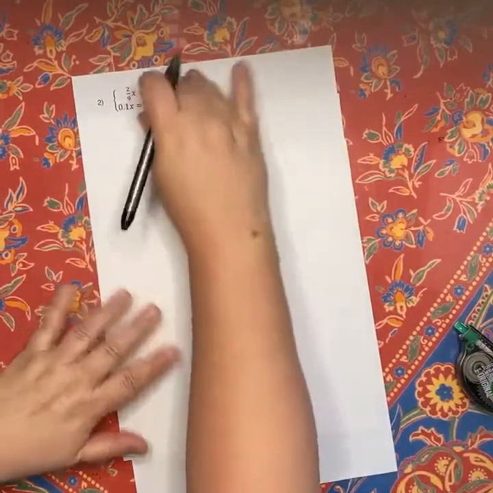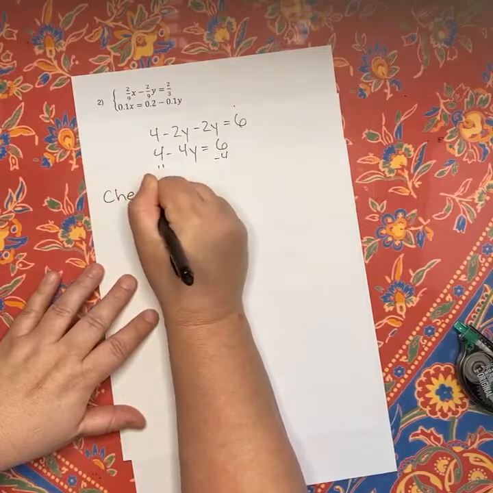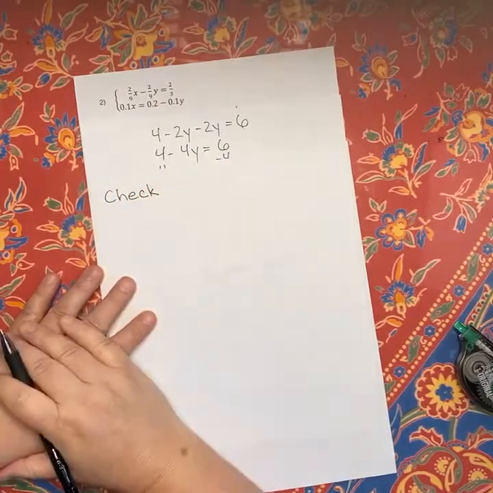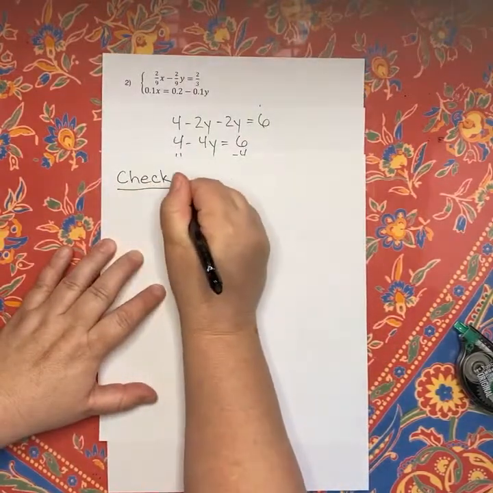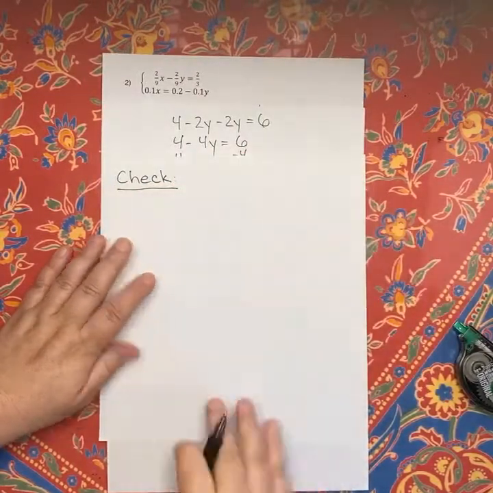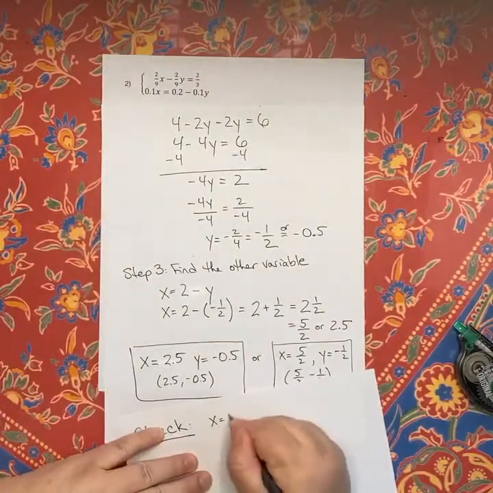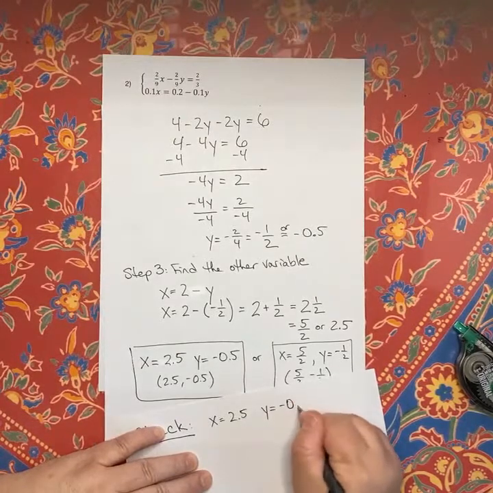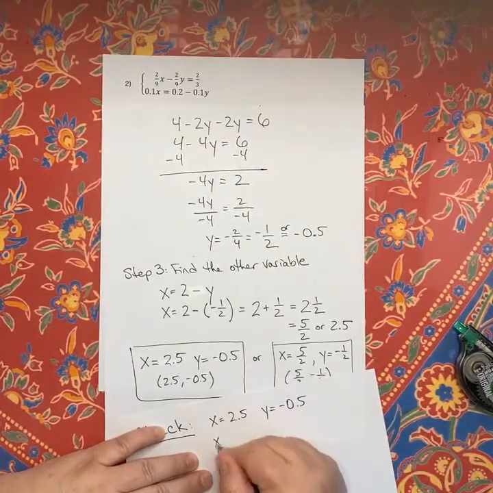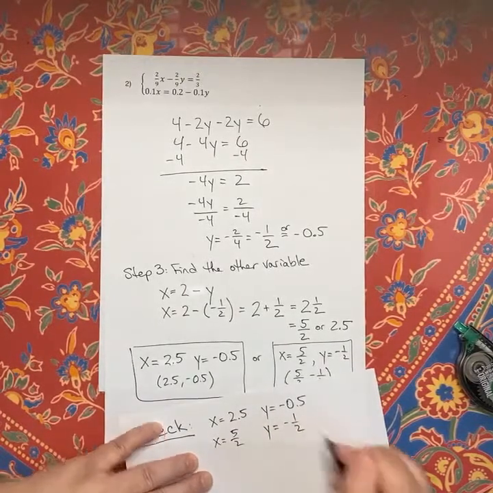Because what did the problem ask us to do on the very first page? Those 5 little letters. Check. Yay! So what were our values again? Our values were x equals 2.5 and y equals -0.5, or we could use x equals 5/2, y equals -1/2.